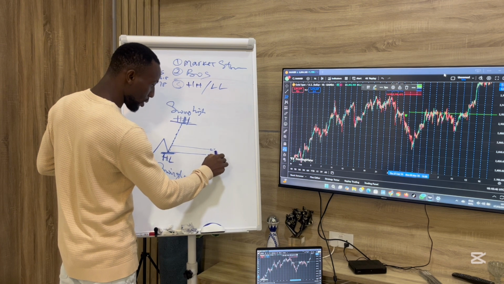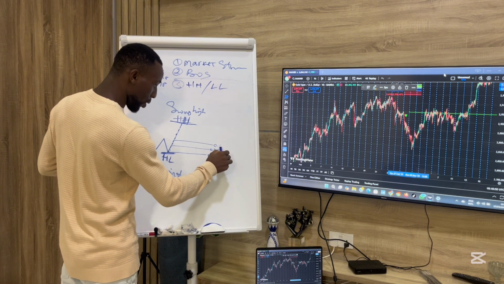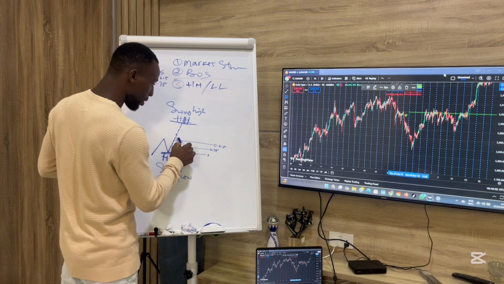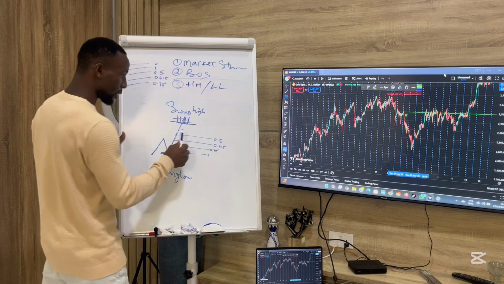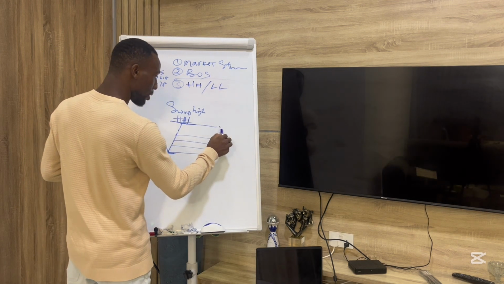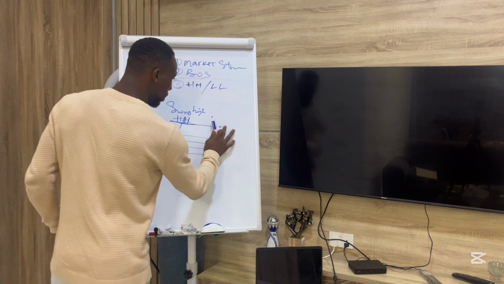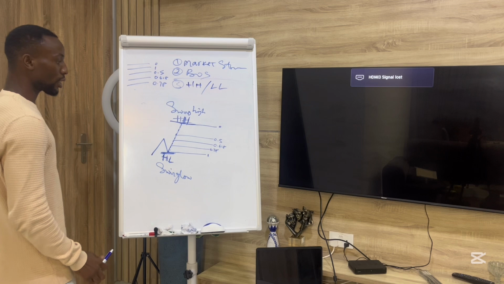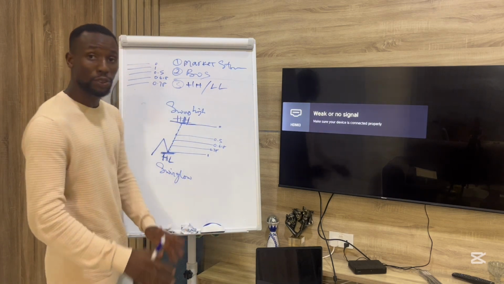the 0.78, the 0.618, the 0.5, which is the 50%, and then the 0.0. Let's just call it 0. You understand? This is what you need when you're trading with Fibonacci retracement.